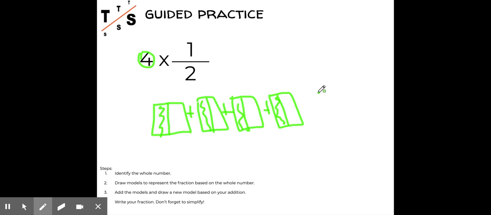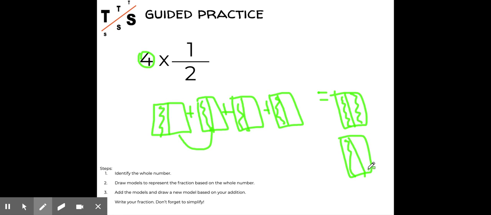When I add them together, it's going to equal 1 whole, because these two together would be 1 whole, and then another whole because these two together would be 1 whole. So my answer with 1 and 1 would be 2.